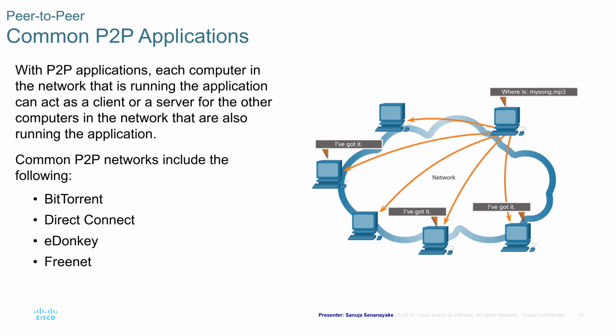Common peer-to-peer applications, as I mentioned, BitTorrent is one of them. With a peer-to-peer application, each computer in the network that is running the application can act as a client or a server for the other computers in the network that are also running that application. Other common applications other than BitTorrent are Direct Connect, eDonkey, and Freenet. They are all peer-to-peer networks.